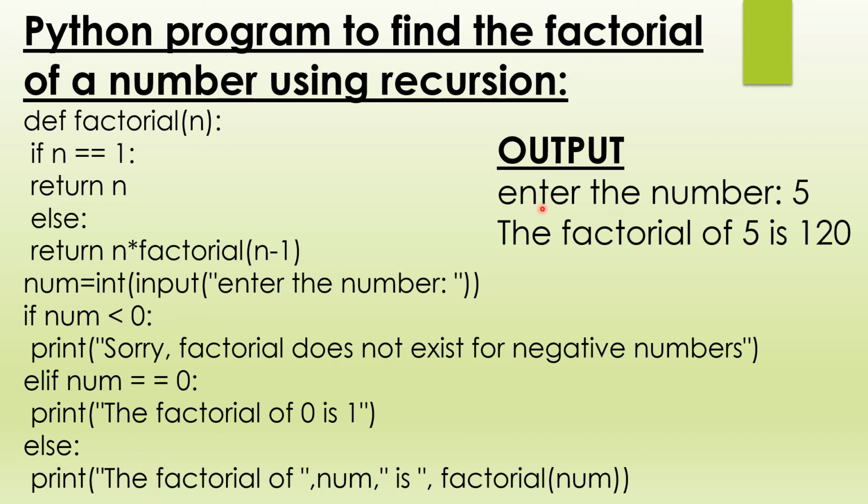So you can see in the output, enter the number. The user has input 5, so it will go to this condition as it is not a negative number and 5 is not equal to 0. And the factorial, you can see, prints the factorial of num. He has entered 5, so what will be the value of factorial(num)? It will be 5 into factorial of 5 minus 1, that is factorial of 4. So it will be 5 into 1 into 2 into 3 into 4, that is equal to 120. Hope you understood this program.